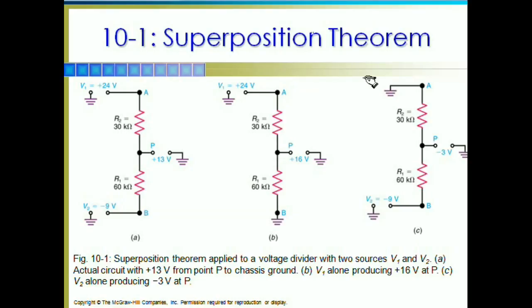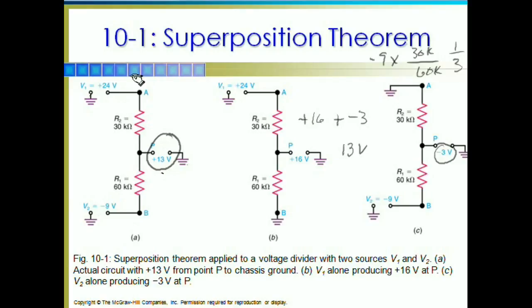So in this case, over here, it's minus 9 times 30k over 90k, or 1/3. And 1/3 of minus 9 is minus 3, and there we go. Minus 3 volts. Now we just add these together. Plus 16 plus a minus 3, I'm going to end up with 13 volts at point P, with both sources going on together. So that's a brief look at superposition. Let's go and do a little bit more with it.